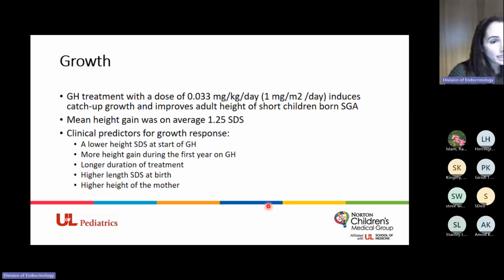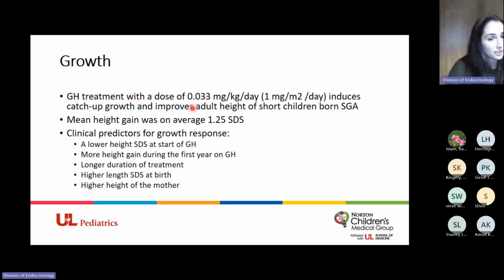So as far as treatment for short stature after SGA birth, we know that growth hormone at relatively low doses induces catch-up growth, and then will improve adult height of short children that are born small for gestational age. Typically, these children that are treated with growth hormone for a prolonged period of time will gain about 1.25 standard deviations. So I think that's pretty significant.